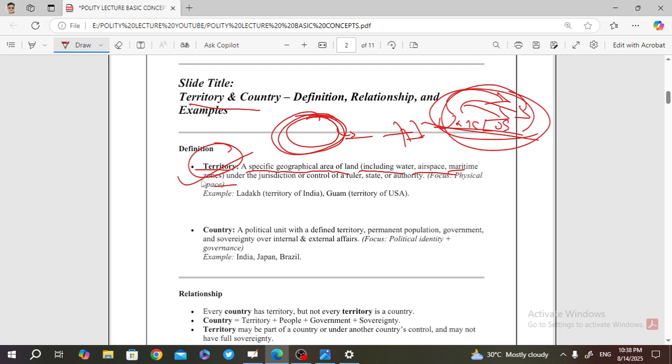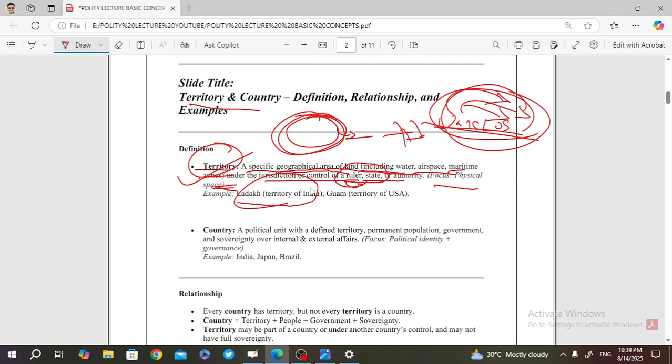Territory, in a nutshell, you can say, is a specific geographical area of land, including water, airspace, and maritime zones, under the jurisdiction and control of a ruler state. For example, Greenland is under the rule of Denmark, a state or authority. The focus is the physical space; it has a geographical extent.